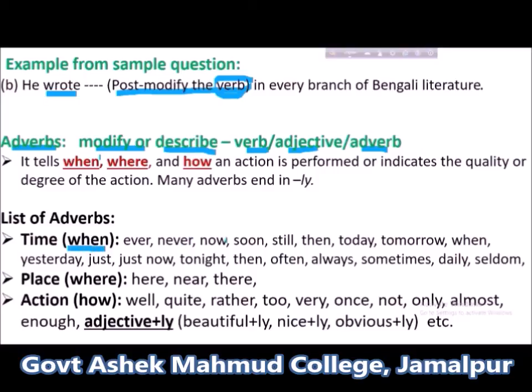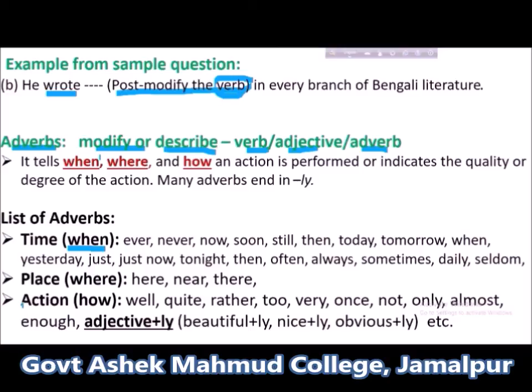So all the words written here are indicating time: ever, never, now, soon, till, still, then, today, tomorrow, when, yesterday. So all the words are giving us time. And then place: these are known as adverbial of place, and there are many words used as adverbial of place, like here, near, there.